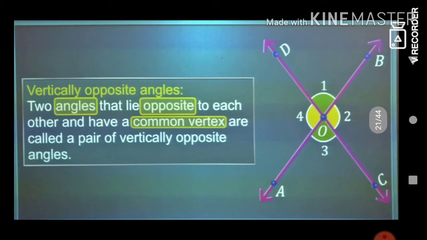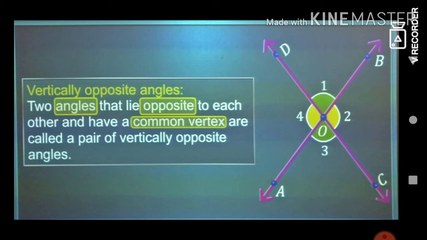Now comes vertically opposite angles. Very important from your point of view. As you can see here, two lines are there, AB and CD. Purple line, just check. AB and CD are intersecting at one point. So when they are intersecting at one point, they are forming four angles. As you can see, 1, 2, 3, 4. They are forming four angles.